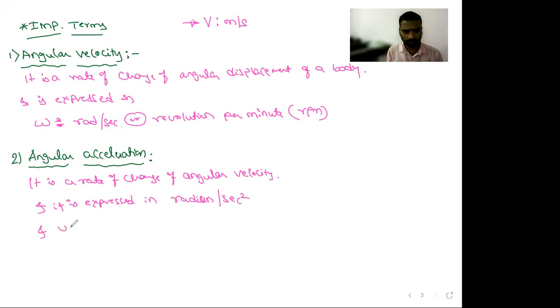And it is usually denoted by alpha. So angular velocity is denoted by omega, and angular acceleration is denoted by alpha. It may be constant or it may be varying.